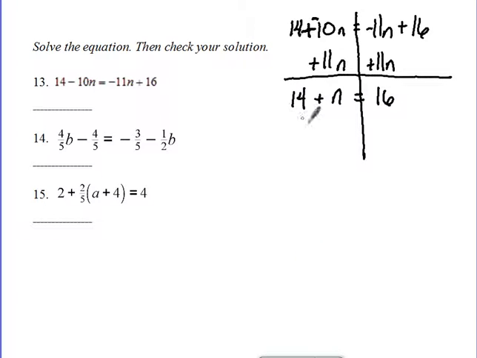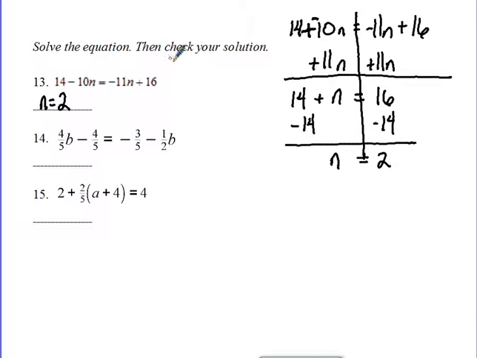Now I want to undo everything that's happening to the n so that the n stands alone or is isolated. So what's happening to n? Well, we're adding 14 to it. Well, how do you undo adding 14? We subtract 14. But if I take 14 away from this, it's not equal to the other side anymore unless I take the same amount off of the other side. So 14 minus 14 is 0, and 0 plus n is n, and 16 minus 14 is 2. So I've solved my equation, n equals 2.